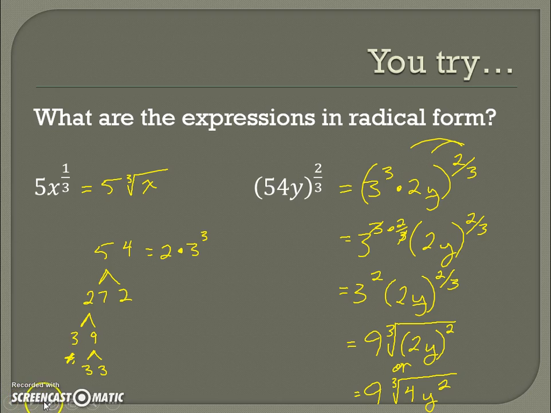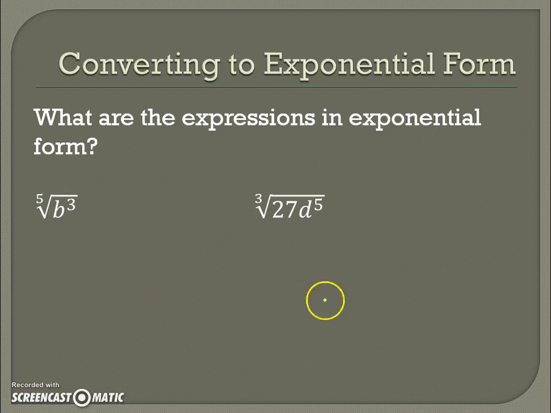I know that's confusing. Hang in there, all right? This class is starting to get difficult, but you will spend a lot of time on this again in Algebra 2. So don't freak out on me. Just keep plugging away. All right, so converting to exponential form, it says, what are the expressions in exponential form? This is just going the other way. So this first one is going to be b to the 3/5.